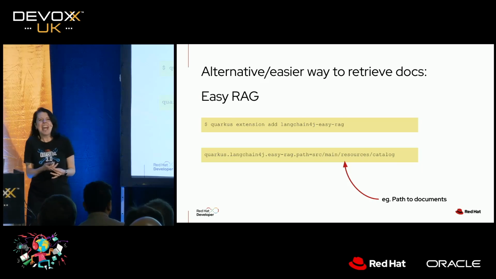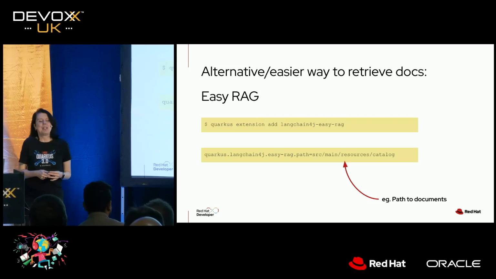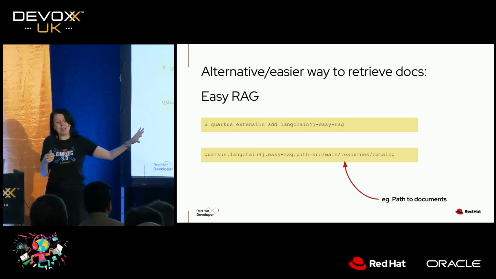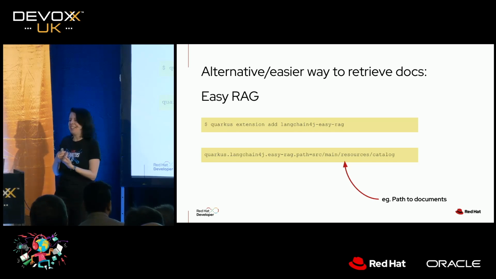He said, can we just make it really easy? So we invented something called EasyRag. EasyRag, you maybe would not want to take to production, depending on what your production is. It is simple, it is easy, but it is very, very easy.